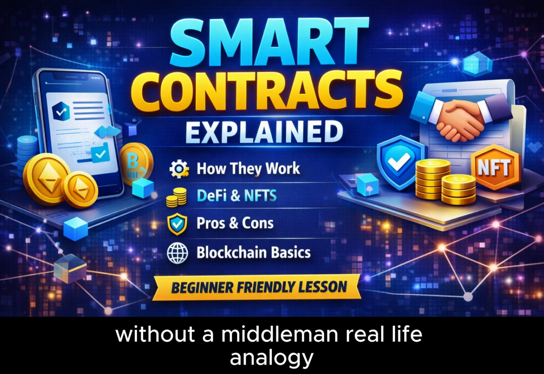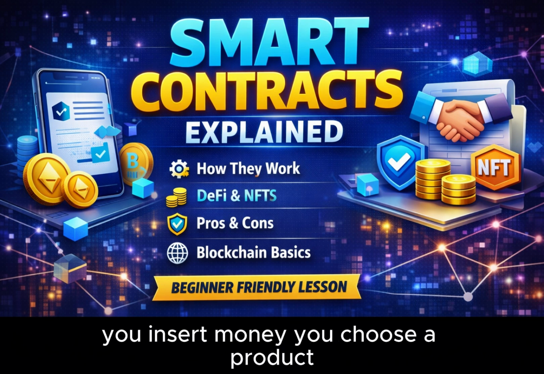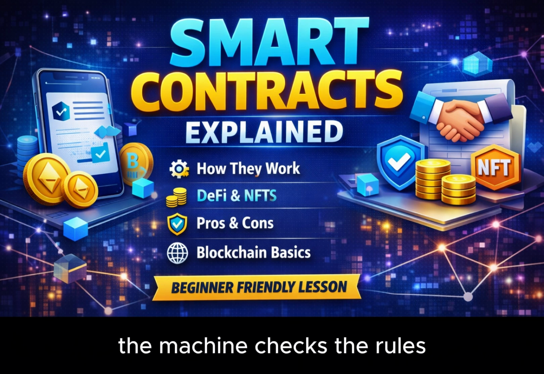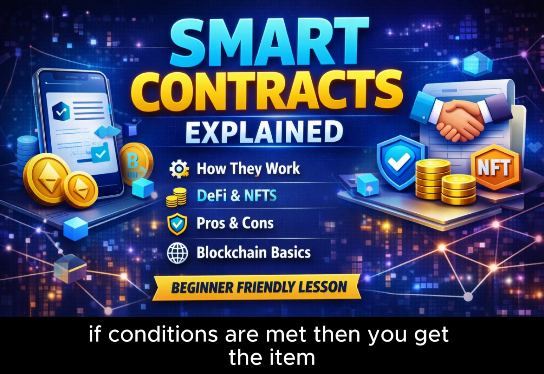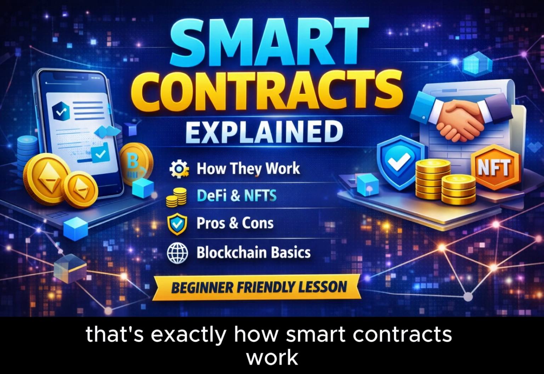Real-life analogy. Imagine a vending machine. You insert money, you choose a product, the machine checks the rules. If conditions are met, then you get the item. No cashier, no trust needed. That's exactly how smart contracts work.